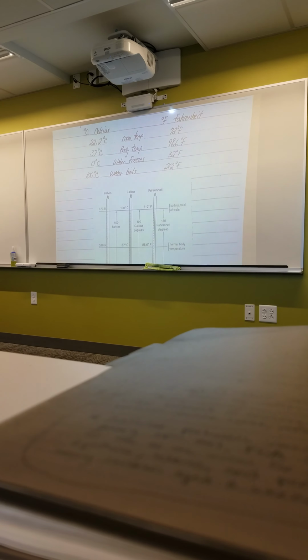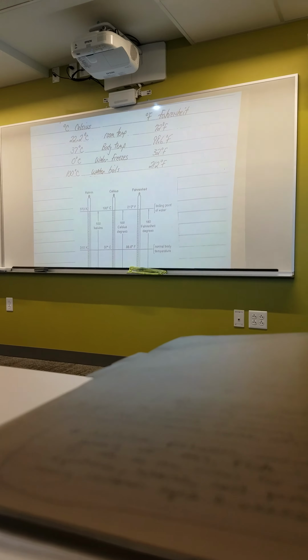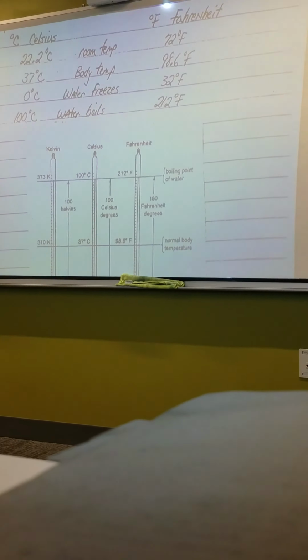Room temperature, 22 or 72. And then body temp, 37, 98.6, which you guys know that one. Then you have water freezing at 0 or 32, and then boils at 100 degrees C or 212 degrees Fahrenheit.